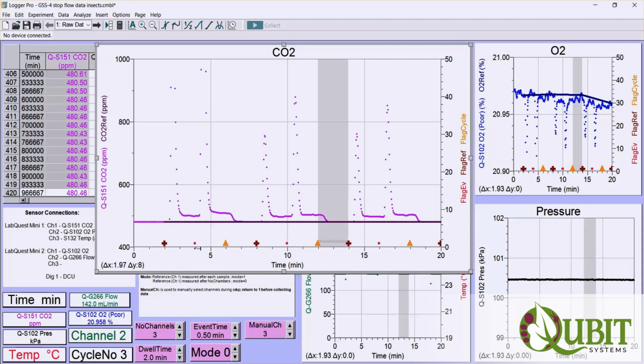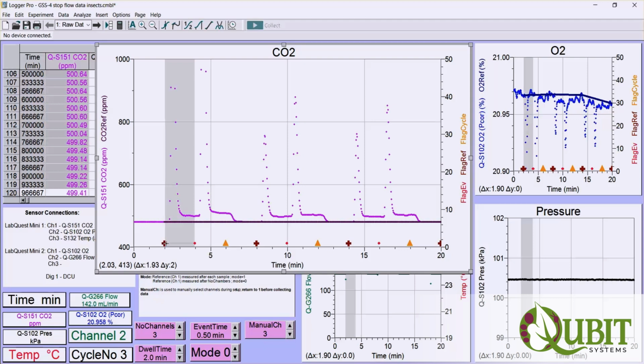The red dots represent when sample channels are being switched. So in this case, channel 2 is being switched. Measurements between the red dot and this red cross represent data measured from channel 2. And then, because we only had 3 channels, channel 3 is actually the end of our cycle, and the end of the cycle is marked by this orange triangle.